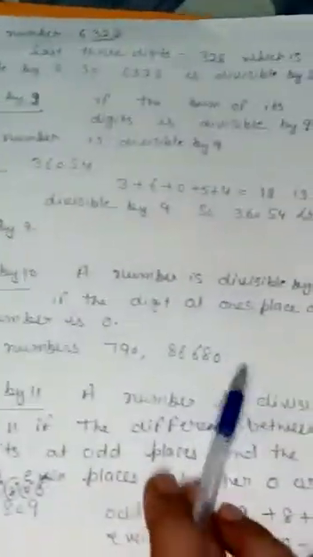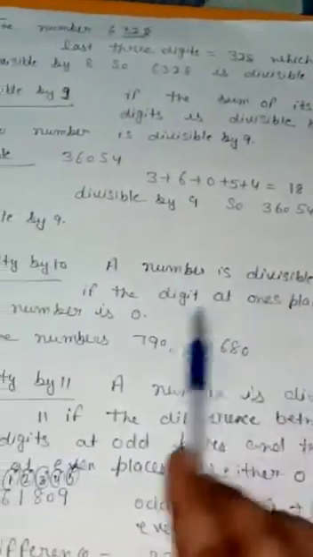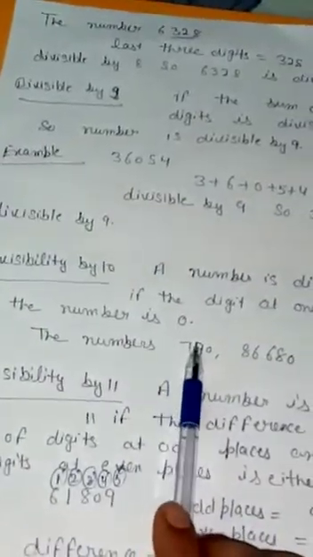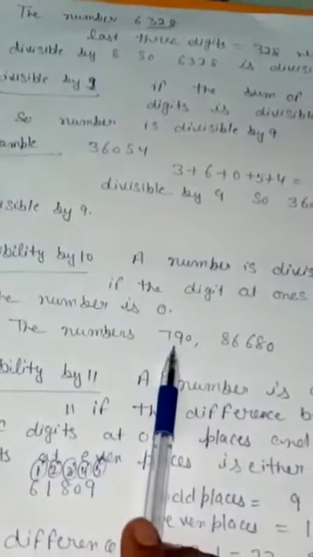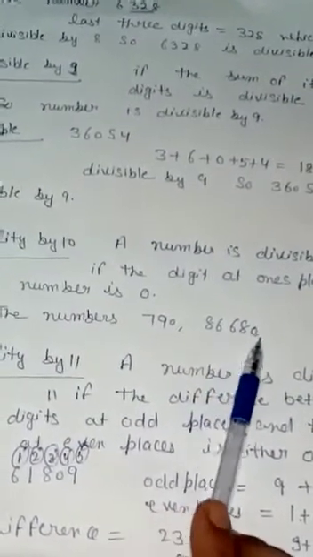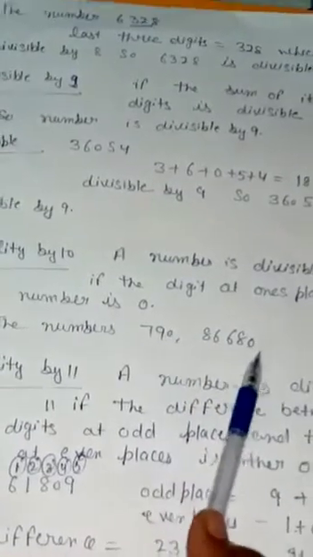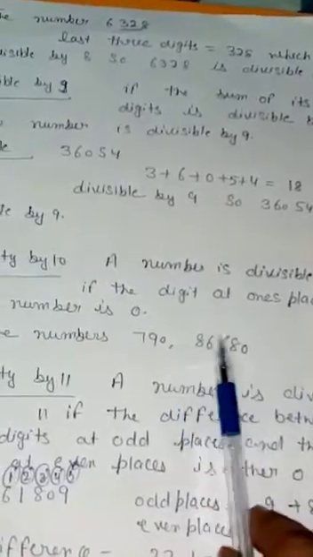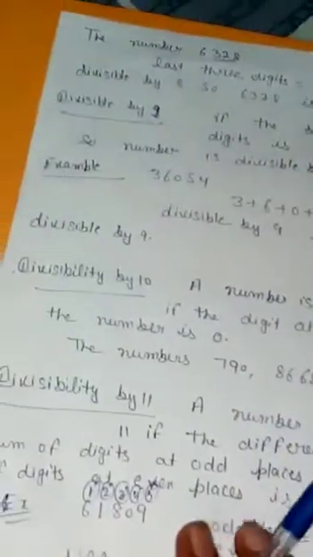Divisibility by 10. A number is divisible by 10 if the digit at the one's place of the number is 0. The numbers 790 and 86,680. The one's place is 0. So these numbers are divisible by 10.